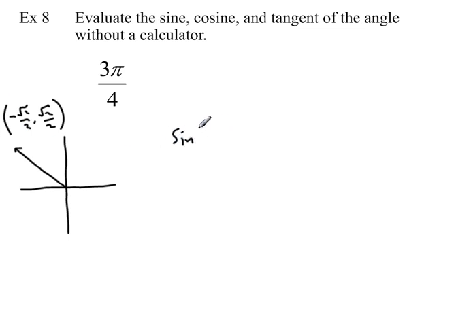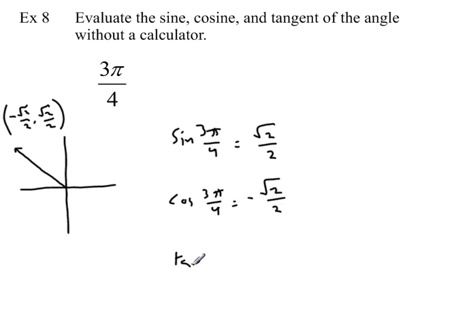The sine of this angle is equal to the y-coordinate, which is square root of 2 over 2. The cosine of this angle is equal to the x-coordinate, which is negative square root of 2 over 2. And the tangent of this angle equals y over x. Since they're the same quantities, one's positive, one's negative, tangent would be -1.